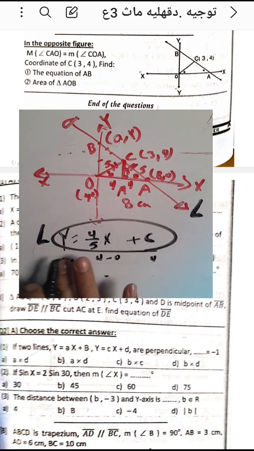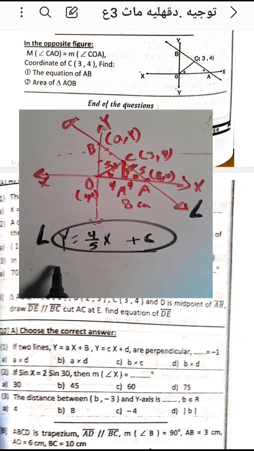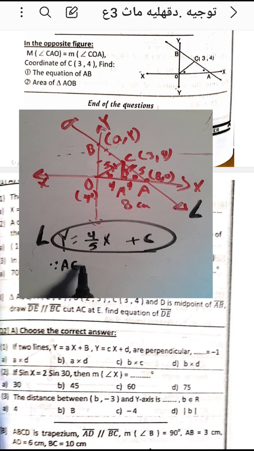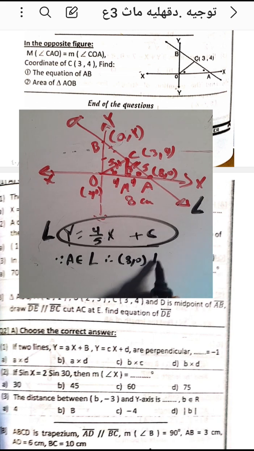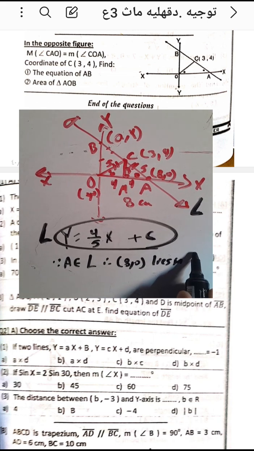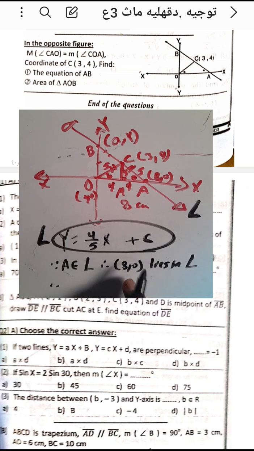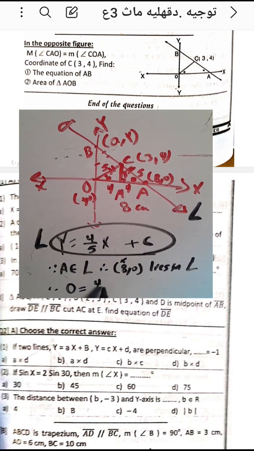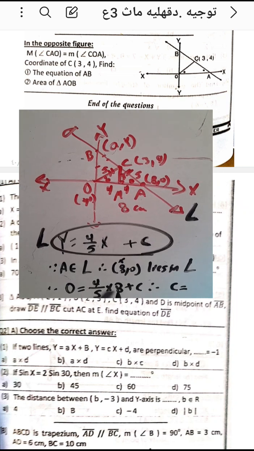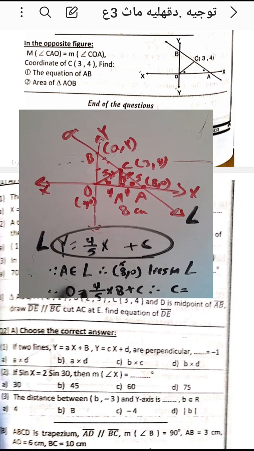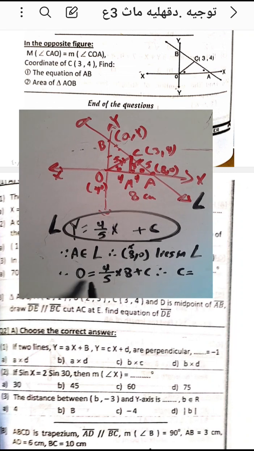And then such that the point C or E belongs to the straight line, then E 8 and 0 satisfies, lies in L, then satisfies this equation. But x equals 8 and y equals 0, so 0 equals 4 over 5 multiplied by 8 plus constant. Then the constant will be 8 times this number, 32 over 5, and then move it to the right hand side.